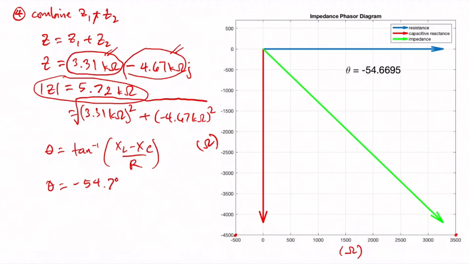Okay, there's one more thing that we need to compute, and that is the current. The current we can easily get by dividing the voltage with the absolute value of the impedance. And the current here in this case will be V sub S divided by the absolute value of Z. So this is 10 volts divided by 5.72 kilo ohms, okay, which is about 1.7 milliamperes.